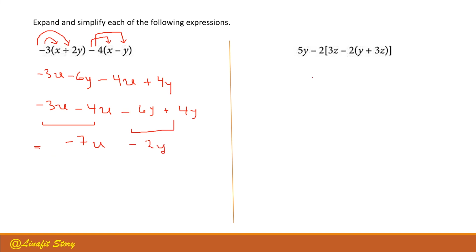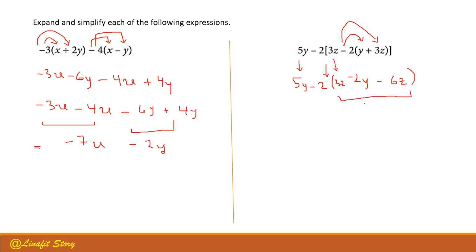Next, this one is 5y minus 2 open bracket 3z minus 2 open bracket y plus 3z close bracket close bracket. So you must solve the innermost brackets. So negative 2 times positive y is negative 2y. Negative 2 times positive 3z is negative 6z. Then you copy the rest. So here is 5y minus 2 open bracket 3z minus 2y minus 6z.